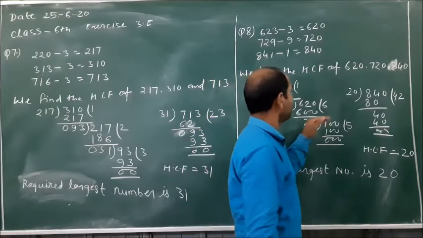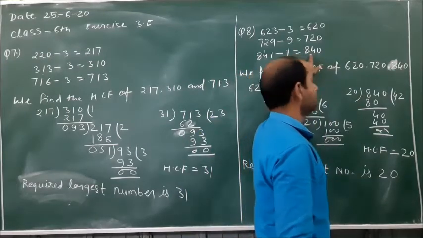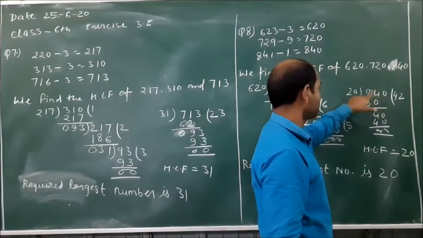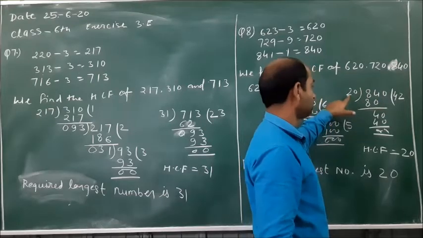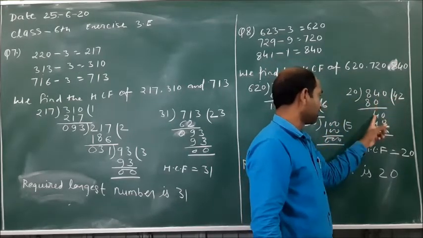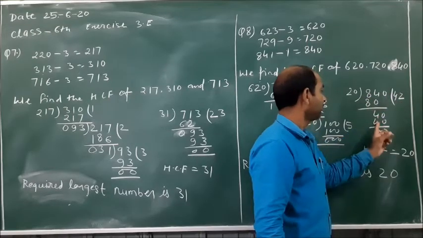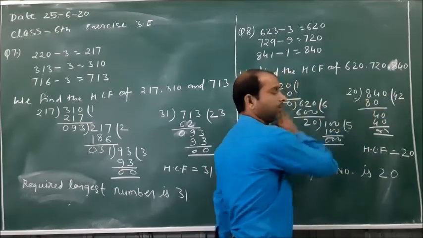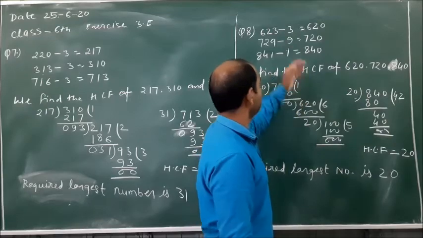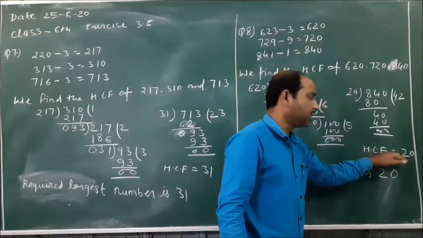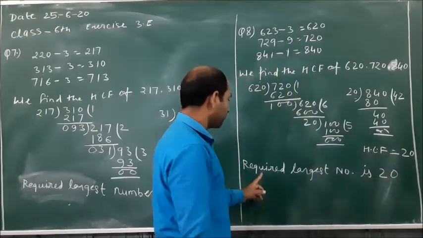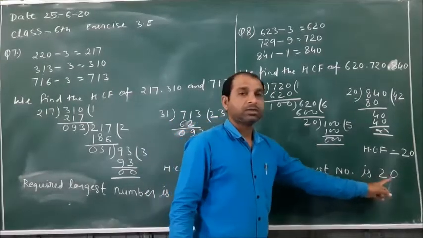So 20, then last third number is 840. 840 divided by 20. 24 is 80, comes down 4, it comes down here 0. 22 is 40. Last time we read the table of 20. So the HCF of these three numbers is 20. Then required largest number is 20.